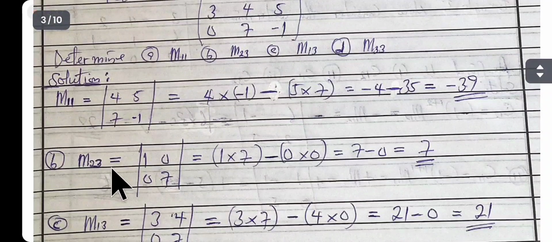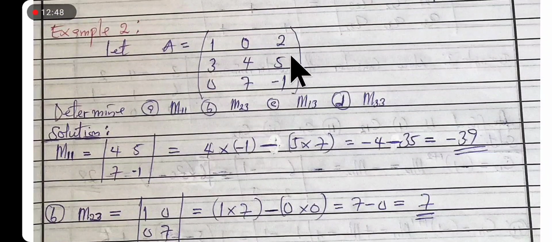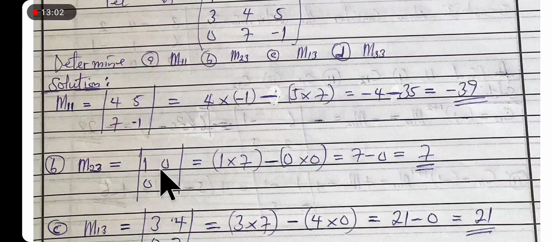So M23, what it means is that cancel out or delete row 2 and column 3. If row 2 and column 3 are gone, we have 1 0 and then 0 7 left. So therefore 1 times 7 is what we have here, then minus 0 times 0. So 1 times 7 is 7, minus 0 times 0 is 0. 7 minus 0 is 7.